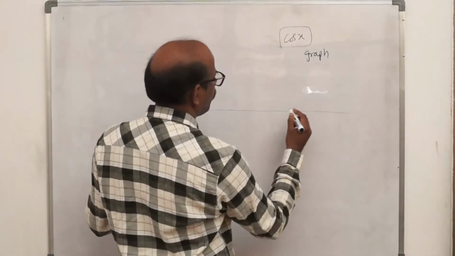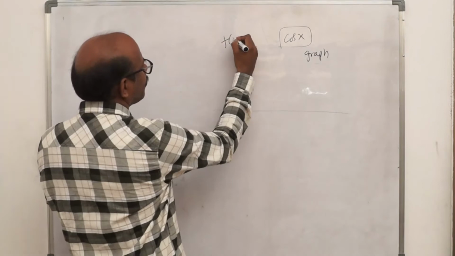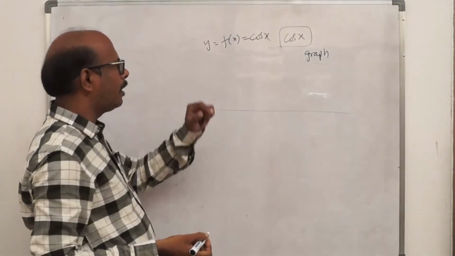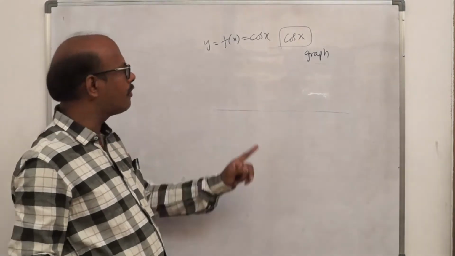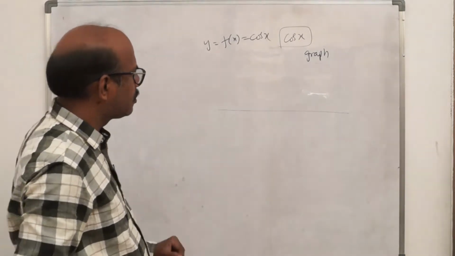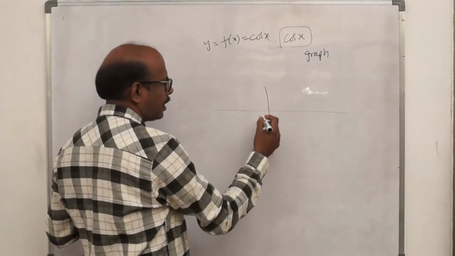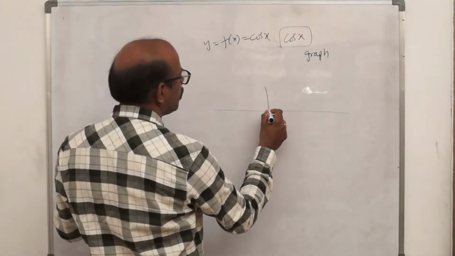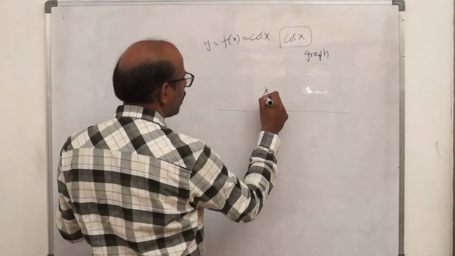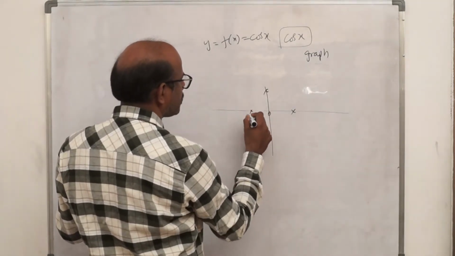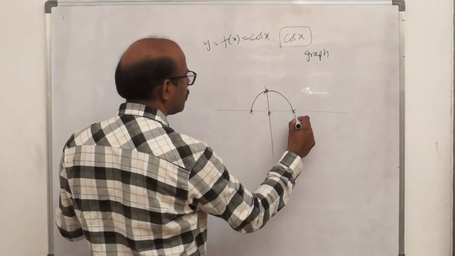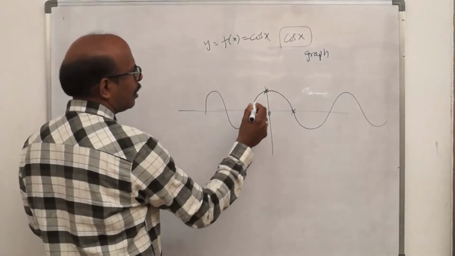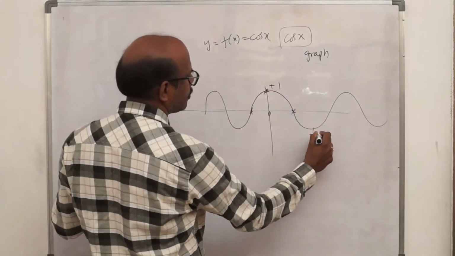So the cos x graph: similarly, by giving x input we get y, with x values on the x-axis and y values on the y-axis. Sin x starts from 0 and goes up and down like a wave. Here cos 0 is 1, cos 90 is 0, cos -π/2 is 0. So the graph is like this. The maximum value is +1 and the minimum value is -1.